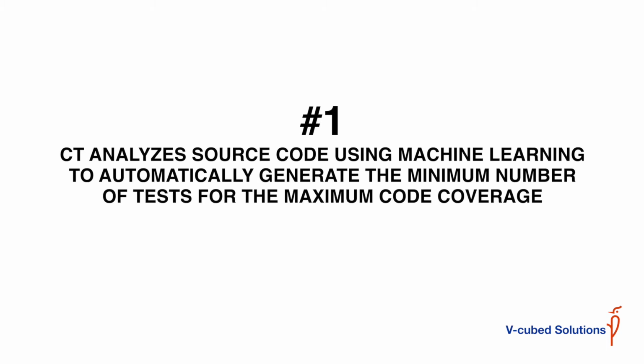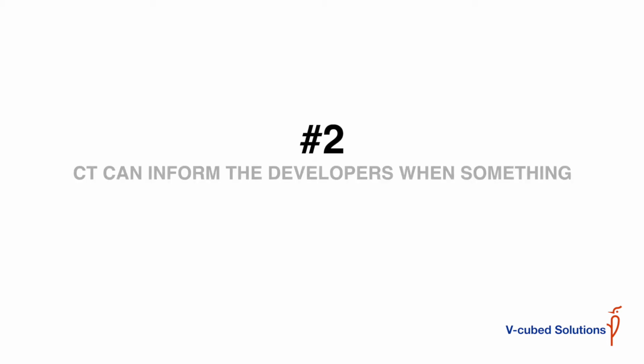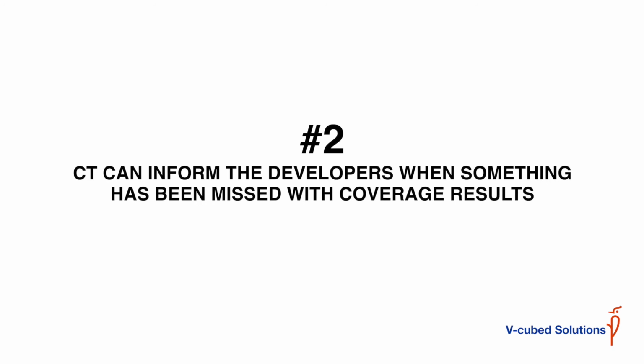So the main benefits of automated tools, and specifically Controller Tester, is that CT can analyze the source code using machine learning to automatically generate the minimum number of test cases to get the maximum code coverage that it can. CT can also inform developers when something has been missed by integrating with Cover to give coverage results.